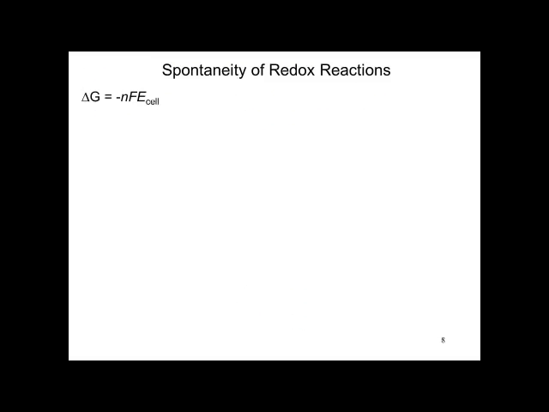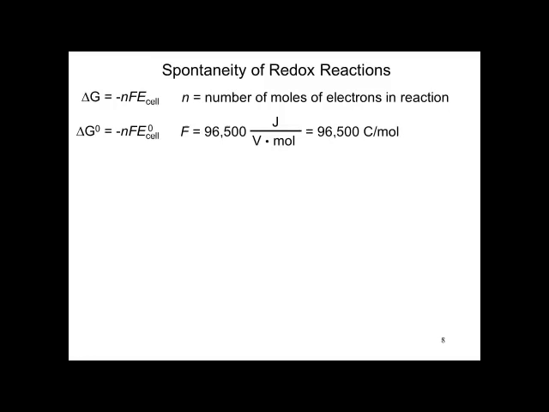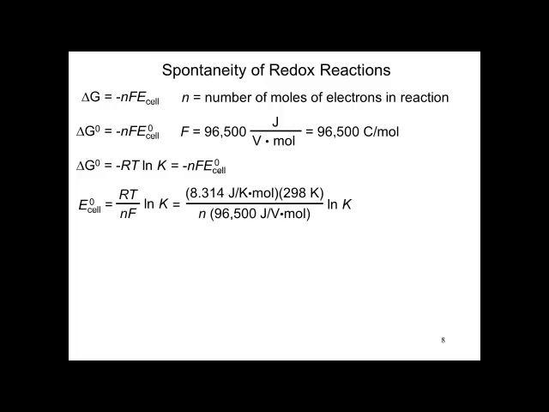Spontaneity of redox reactions. In terms of the free energy, delta G equals minus nFE of the cell. Under standard conditions, delta G0 equals minus nFE0 of the cell, where n is the number of moles of electrons in the reaction, F is the Faraday constant, 96,500 joules per volt mole, or 96,500 coulombs per mole. Delta G0, remember, is also equal to minus RT ln K, so we can make that equal to minus nFE0 of the cell. Solving for E0 of the cell, we have RT over nF times ln K.